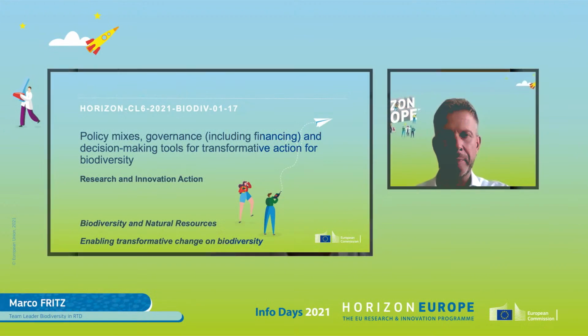Good time of the day. I will now go into more detail for a topic which is called policy mixes, governance, including financing, and decision-making tools for transformative action for biodiversity. This is one of 4 topics on transformative change. The number of this topic is Horizon CL6 2021 Biodiv 0117. This topic is a research and innovation action with a budget of 8 million euro. We expect to fund 3 projects on this topic.